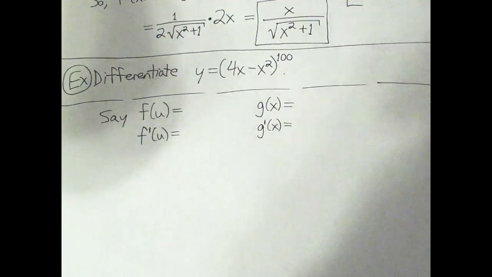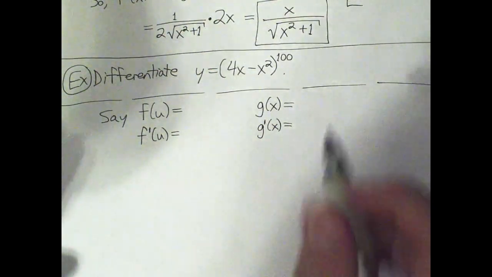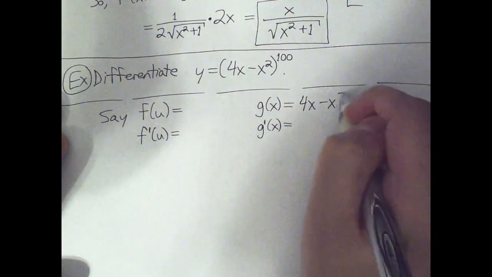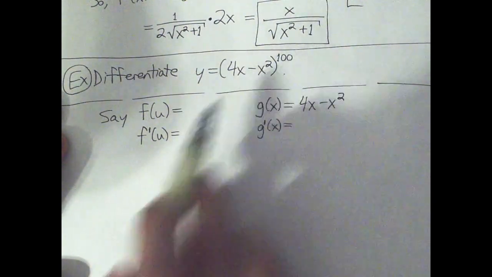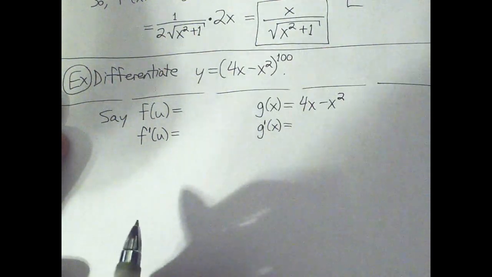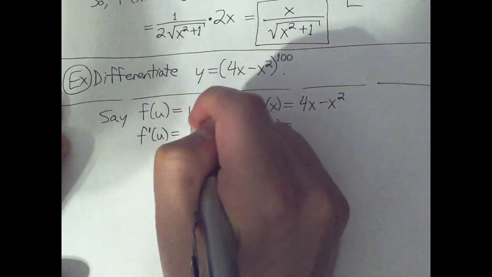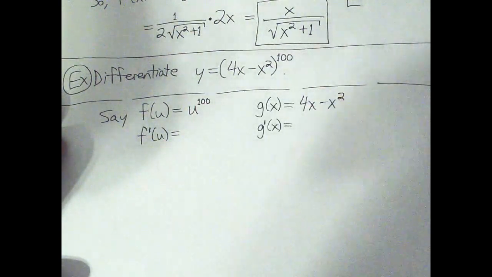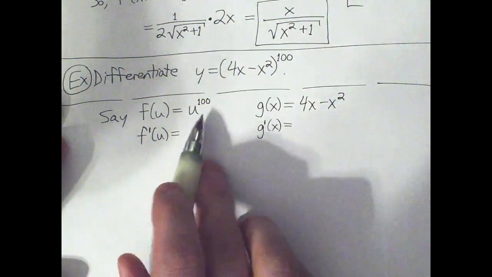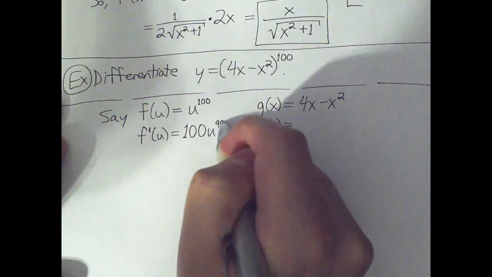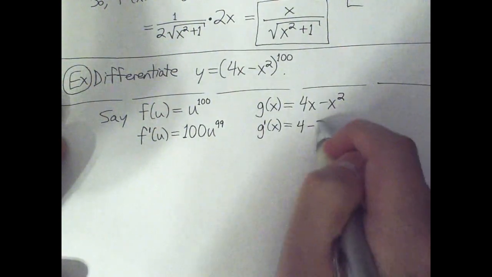Okay, I think, again, the thing that's on the inside, the inner function, is in parentheses 4x minus x squared. And then the thing that's on the outside is the raising to the 100. Something is being raised to the 100, so we'll call it u to the 100. Now we need the derivatives of these two things. The derivative of u to the 100 is going to be 100u to the 99. And the derivative of this thing here is 4 minus 2x.